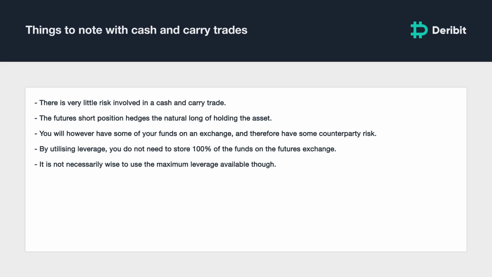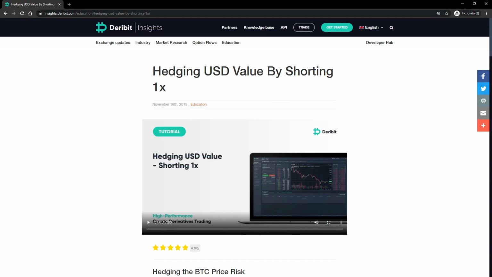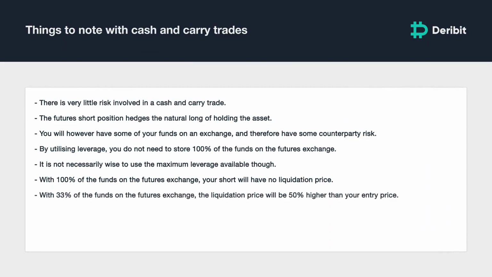The higher the percentage of your funds you keep on the exchange as collateral for the short, the higher your liquidation price will be. At the extreme, if you place 100% of the funds on the exchange, you will have no liquidation price. For more on this, see our lesson on hedging USD value by shorting 1x here on the Deribit blog. Placing just 33% of the funds on the exchange, however, will still give you a liquidation price 50% higher than the current price. There should be plenty of room to give you time to deposit more of the funds if it becomes necessary, without having to have all of your funds in someone else's possession.